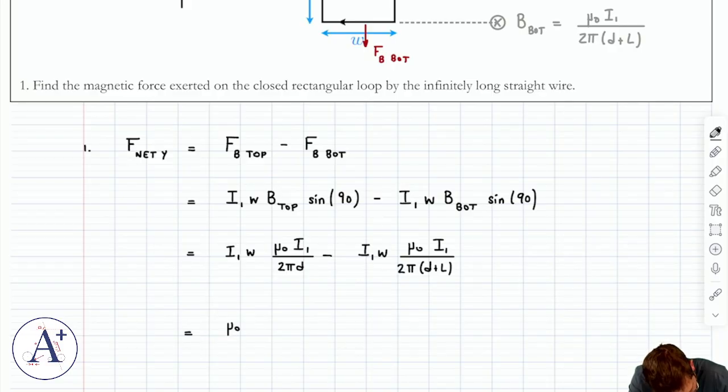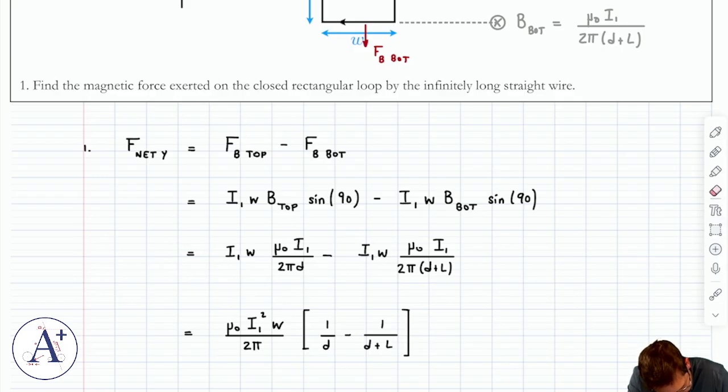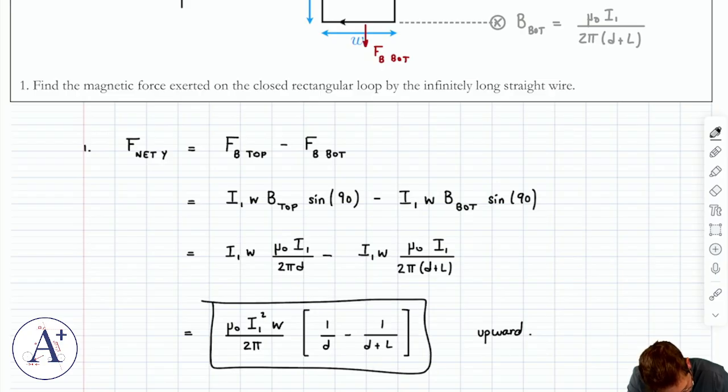Okay, so we can make that a little bit prettier. It's going to be mu naught I1 squared W divided by 2 pi, and then 1 over d minus 1 over d plus L, which overall is going to be positive because 1 over d is a bigger number than 1 over d plus L, which means that this is an upward force with a magnitude equal to this.